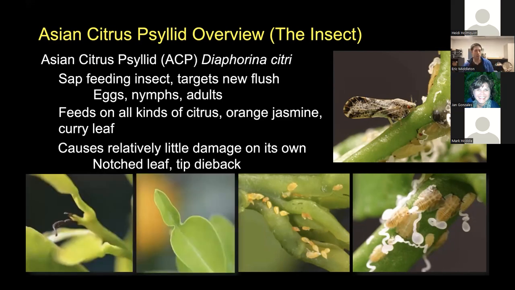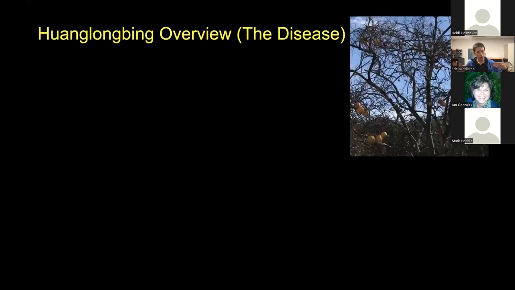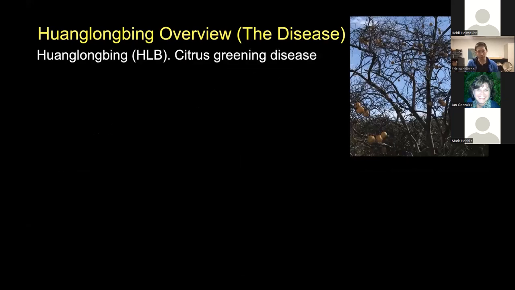But Asian citrus psyllid on its own causes relatively little damage. They can cause some damage, just as any sap feeding pest can. They can cause a notched leaf appearance, which you can see in the picture about in the middle, and also tip dieback from their feeding and the saliva they inject. They can also cause issues with honeydew and sooty mold. But for the most part, on its own, ACP is not a particularly big problem. Of course, when it's combined with Huanglongbing, the disease, it can become a very, very serious issue.